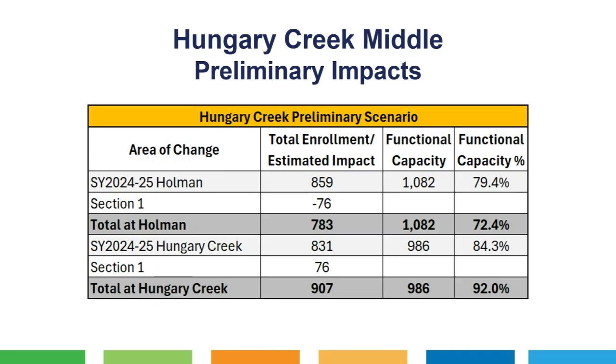For this scenario, the net changes in enrollment and functional capacity are shown for Holman and Hungry Creek for this move. In moving Section 1 from Holman, that places Holman at 72.4% functional capacity and an estimated net reduction of 76 students. Hungry Creek, on the other hand, would be gaining those 76 students and would have an increase to 92% functional capacity.